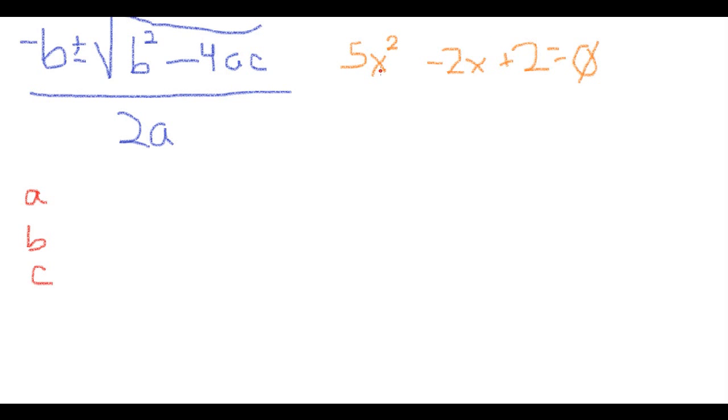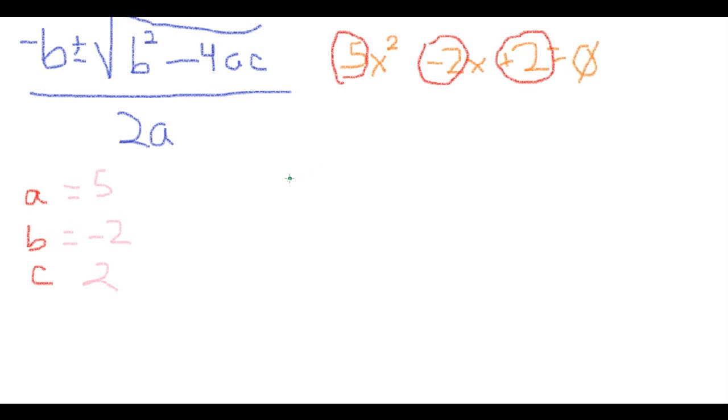But anyway, in the quadratic formula, we're just worried about the whole number, such as 5, negative 2, and positive 2. So 5 will be our A. So A equals 5. B will be our negative 2. And C will be positive 2.